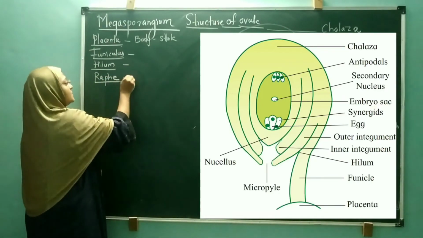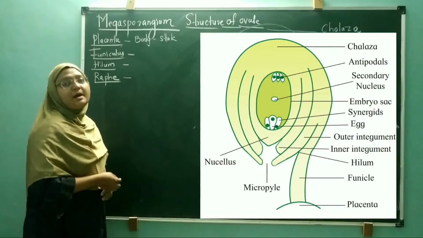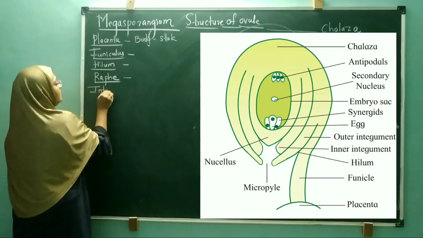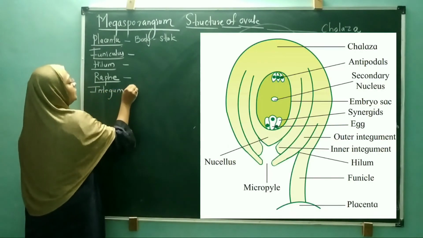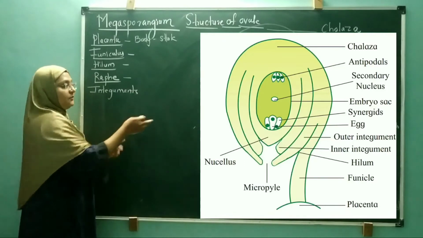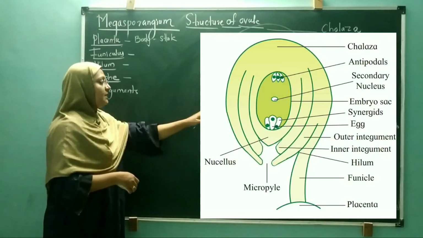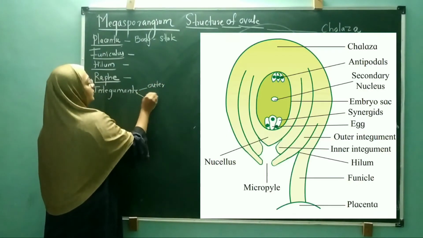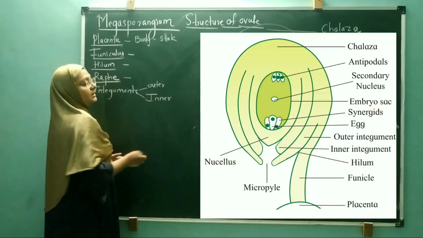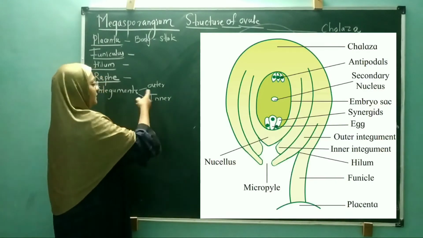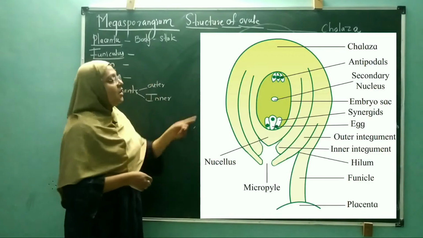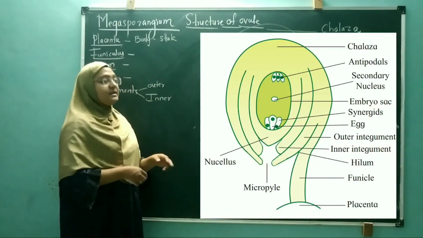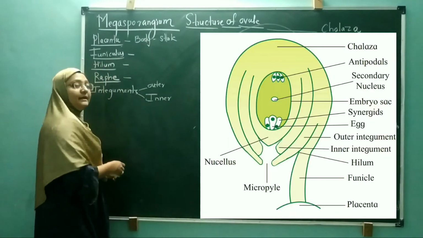Okay. Next to this one is the integuments part. The main ovule is having the integuments. What are the integuments? Integuments are of two types, and these are the coverings of the ovule. Basically we have two integuments, the outer and inner integument. Outer and inner integuments cover the embryo sac. Observe in the diagram, this is covering the embryo sac.